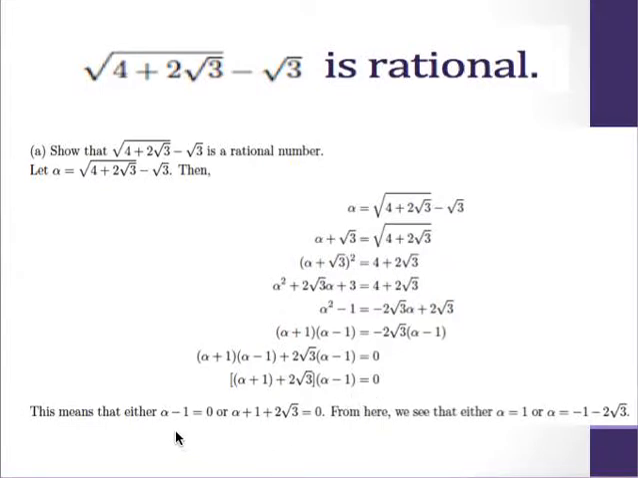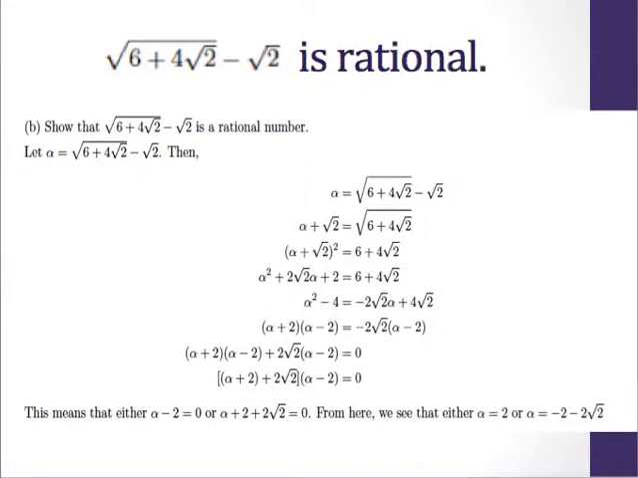So from here this means that either alpha minus 1 equals 0 or alpha plus 1 plus 2 square root of 3 equals 0. So what we're left with is either alpha equals 1 or alpha equals negative 1 minus 2 square root of 3. So the reason we can throw out this solution is because we started where alpha was greater than 0, and this solution is negative, so this solution is impossible. So we're left with alpha equals 1, which shows that this is a rational expression.